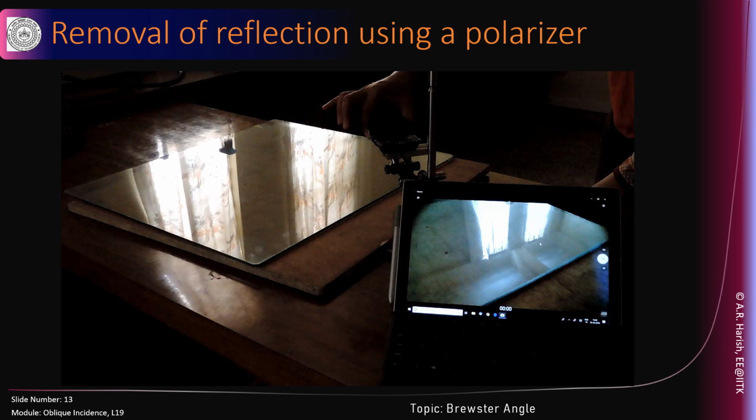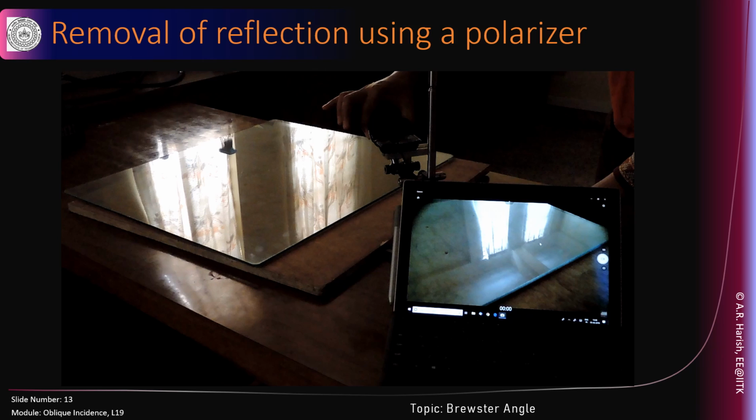This reflected light from the top surface is polarized, and the one from the bottom surface is not polarized. The top surface light is polarized such that it has only a perpendicular component. The bottom surface has both parallel and perpendicular components. So far so good, we understand this.